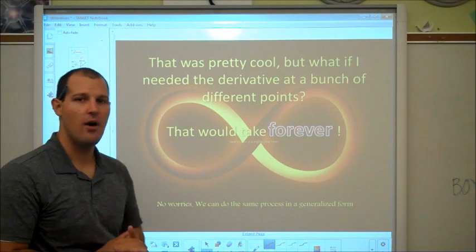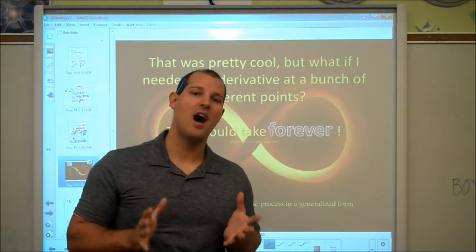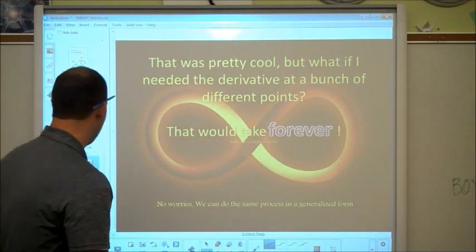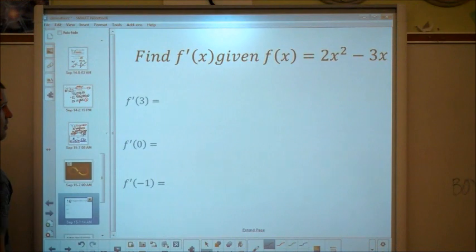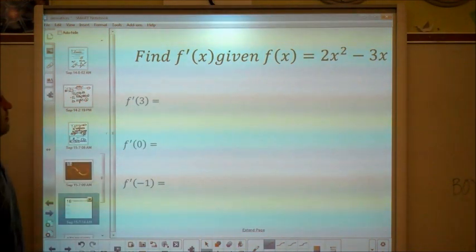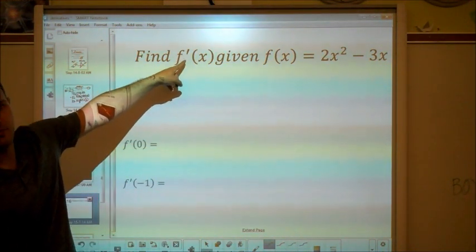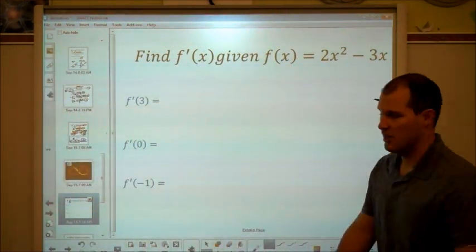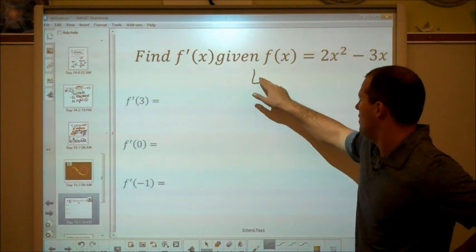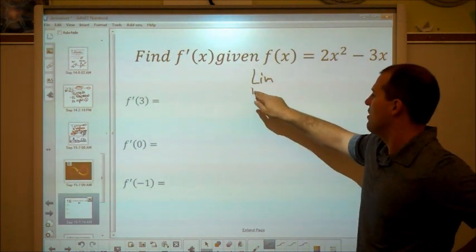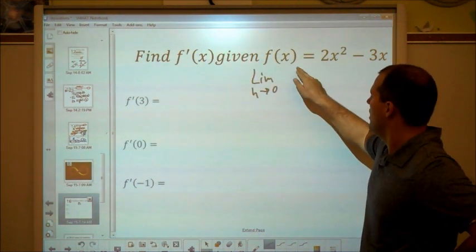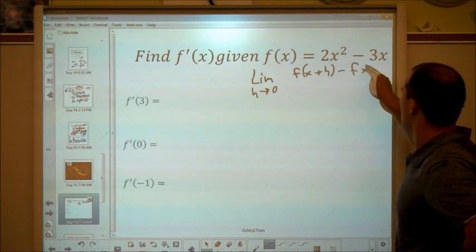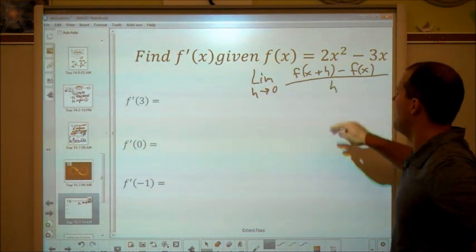And so what we're going to do now is we're going to do the same thing, but we're not going to know what the x value is. And so we're going to do it in a general form. And this is the standard way that you'll normally be asked to do this. And so we're going to take this one right here. We're asked for f prime of x, given that this is our function. And so I'm going to start out just with the definition of a derivative. Limit as h approaches 0, f of x plus h minus f of x over h.